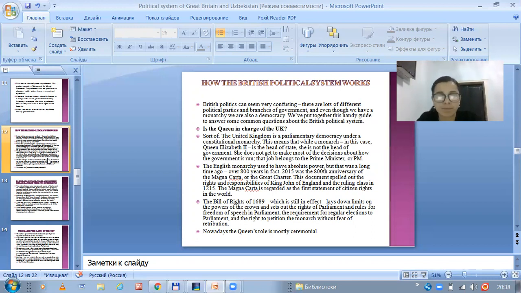The Bill of Rights of 1689, which is still in effect, lays down limits on the powers of the crown and sets out rights of parliament and rules for freedom of speech in parliament, a requirement for regular elections to parliament, and the right to petition the monarch without fear of retribution. Nowadays, the Queen's role is mostly ceremonial.